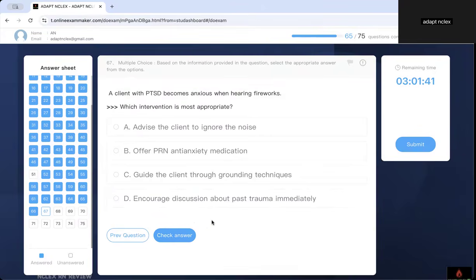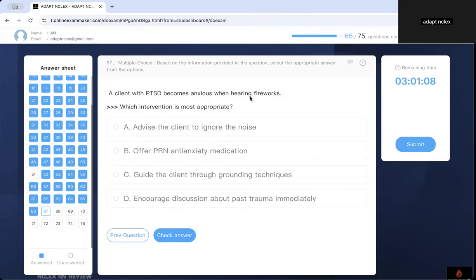Advise the client to ignore the noise. It's a PTSD. Offer anti-anxiety medication. Guide the client through grounding techniques. Encourage discussion about the past trauma immediately. What do you think? The word said PTSD. If you talk about past trauma, you're making more PTSD. Number 4 is gone. You're treating the medication, but you are not going for the problem.